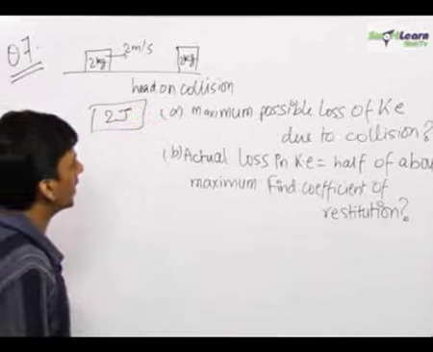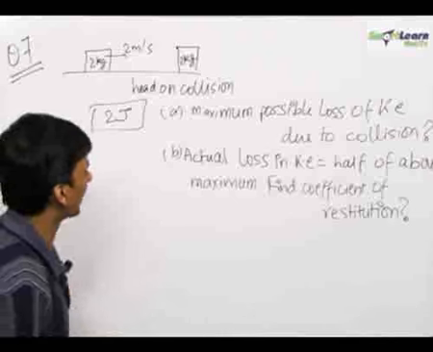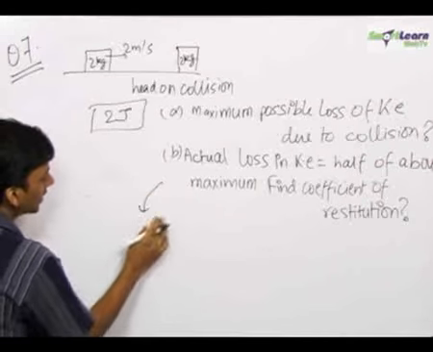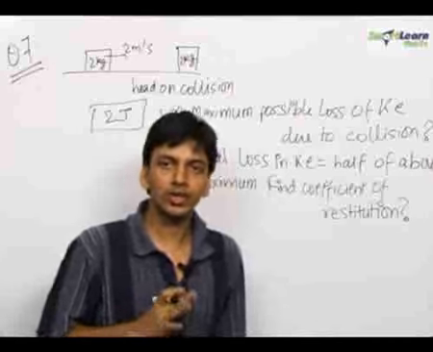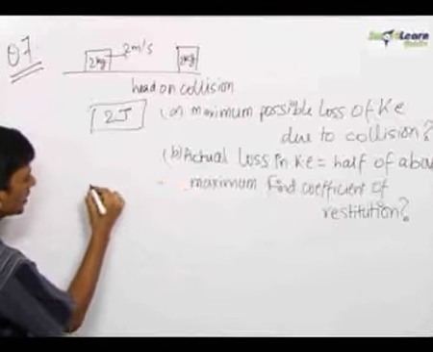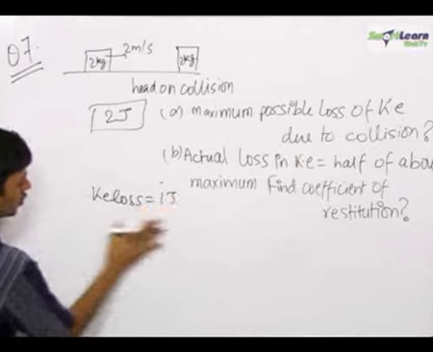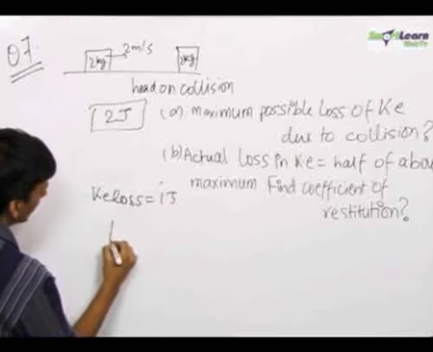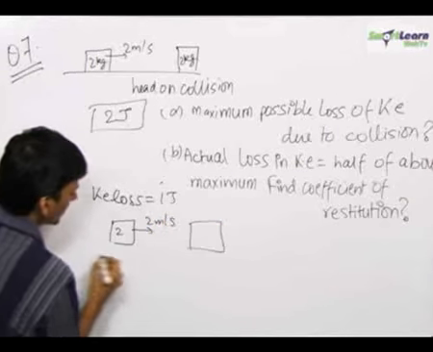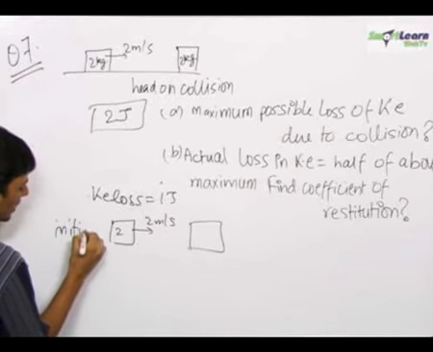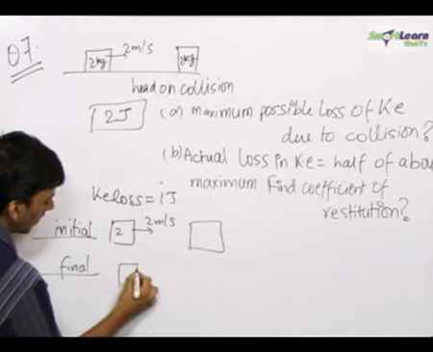In the second part we have been asked: actual loss in kinetic energy is equal to half of the above maximum. Actually what has happened is that it is not a perfectly inelastic collision. The loss in kinetic energy is 1 joule. So let us redraw the diagram for collision. This was the initial state. In collision questions, you always draw the initial and final state and then write the equations.